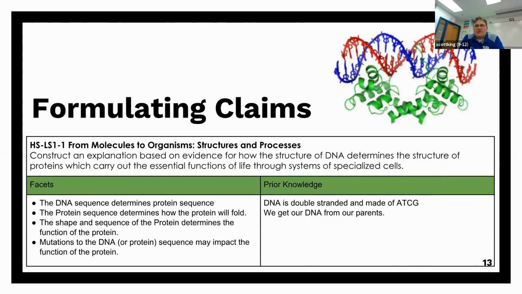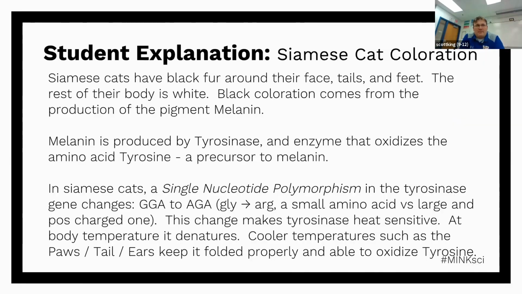What do students need to know as they come into this chapter or this unit where we're going to be talking about, well, DNA is double-stranded and made of 4 bases, and then we get our DNA from our parents. So now I've set kind of the groundwork, and I can start thinking about how I can use DNA sequences and protein mutations and things to impact the protein shape and function as we go forward. I can start generating a list of ideas. And so one, for instance, might be this, the Siamese cat coloration. And again, I want to have a student explanation.